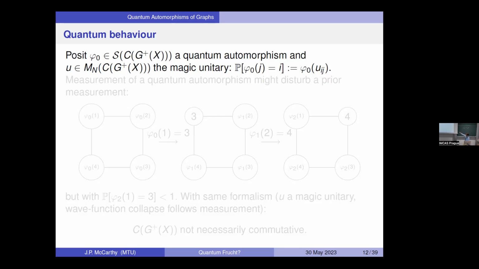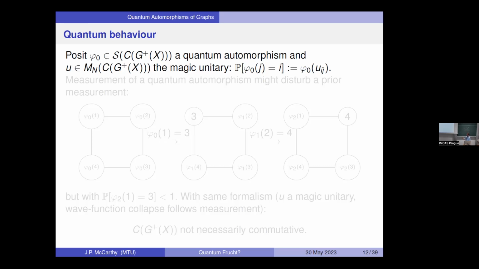And we'll make this interpretation that the probability that a quantum automorphism sends J to I is you apply the state to this Uij. And just classically, is a kind of, so I'll put a little C here for the classical case, just the i's and j's get turned around a little bit there.